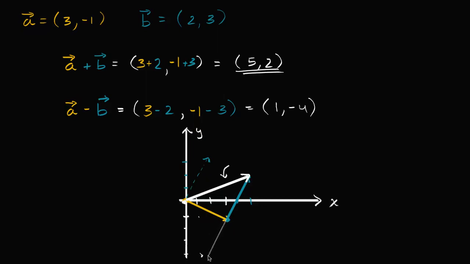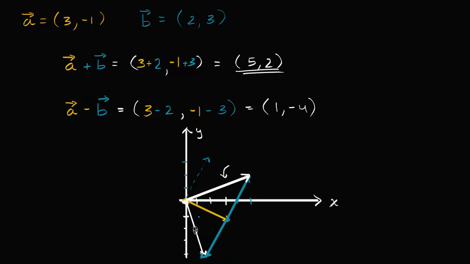So negative B is going to look something like this. It's going to be the exact opposite direction. It's going to look like that. And so there, if you start at the initial point of A and get to the terminal point of the negative B, now, this is all hand drawn, so it could be a little bit more precise, notice, we get to the point 1, negative 4. So this vector right over here, let me do that in a different color.